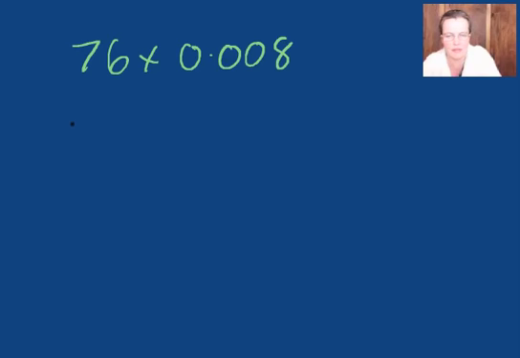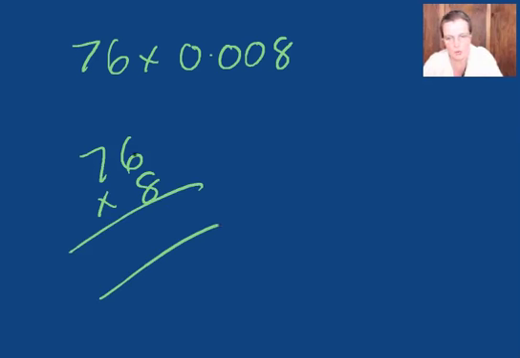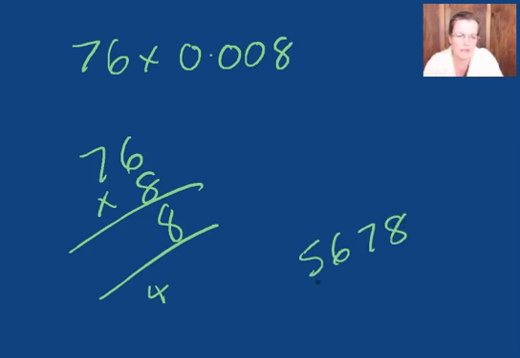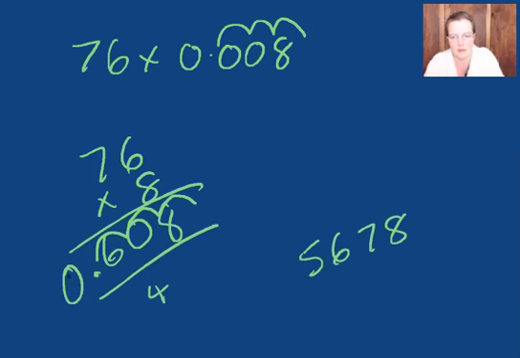Next one, 76 times 0.008. I think you've got the drift of these now, haven't you? Shall we just wade on? Go on then. 76 times 8. 8 times 6 is 48. 7 times 8 is 56. Plus 4 is 60. So that's 608. 3 numbers after the decimal. 1, 2, 3. So it lands up 0.608.